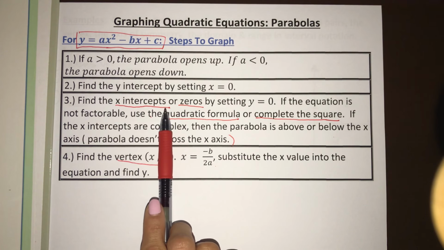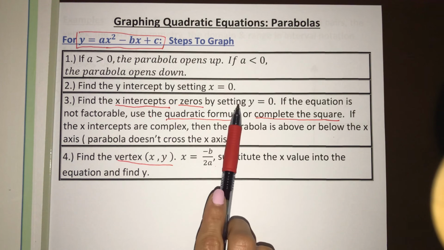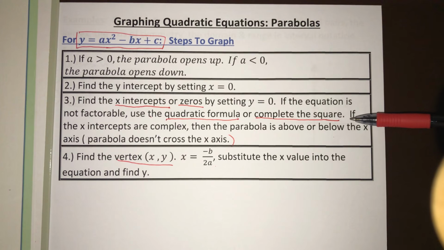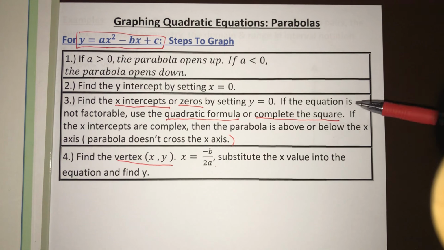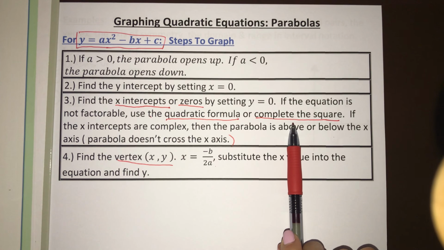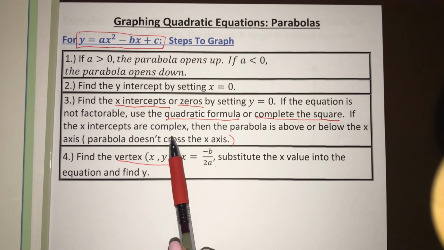Third step, find the x-intercepts or zeros by setting y equal to 0. Step 3 is what we have been doing this whole time. It's solving a quadratic equation. If you set y equal to 0, you can try to factor. If the equation is not factorable, use the quadratic formula or complete the square. Sometimes the x-intercepts can be complex numbers, and if they are, then that means the parabola does not cross the x-axis. You will see this in one of the examples.